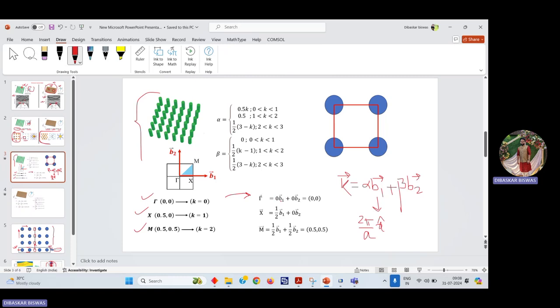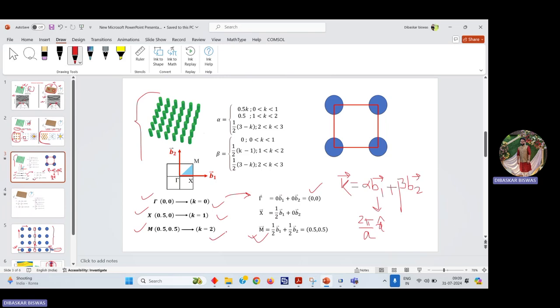Gamma is nothing but the origin, so it is 0 of b1 plus 0 of b2, that's why it is 0, 0. For X, we are moving from gamma along the length of b1, and only half of b1 comes in because X is the midpoint of b1. So the coordinate of X is 0.5, 0. Now for M, you cannot go directly from gamma to M; you have to move along the vectorial path. You move from gamma to X, that is half of b1, and then from X to M, that is half of b2. That's why the coordinate comes as 0.5, 0.5. And this k goes 0, 1, 2, as you have seen earlier in that lecture.